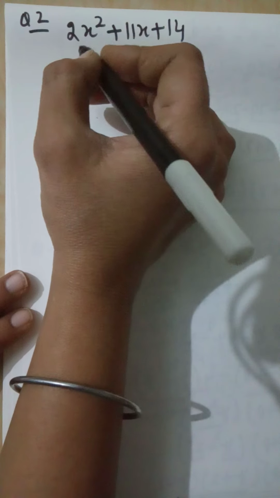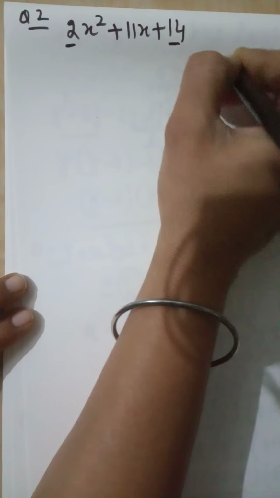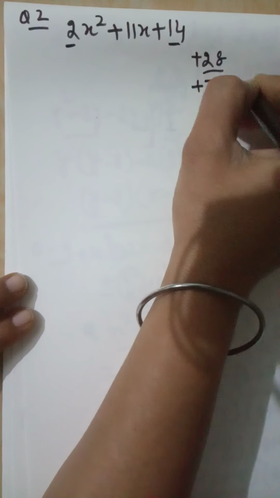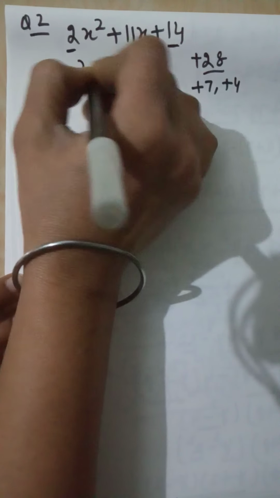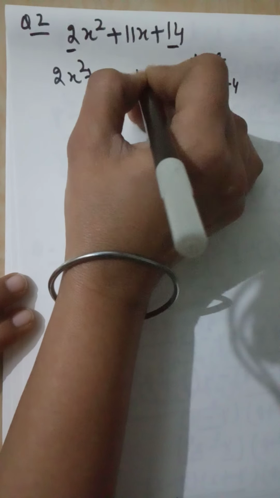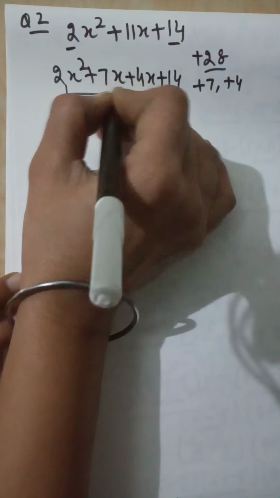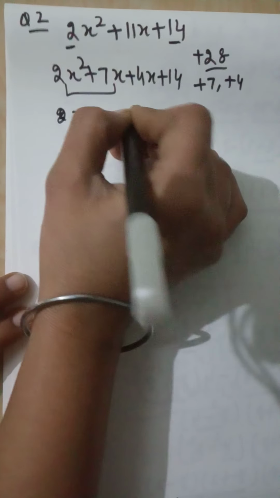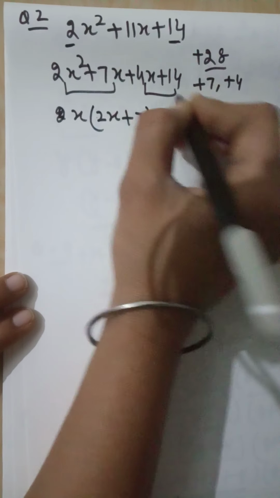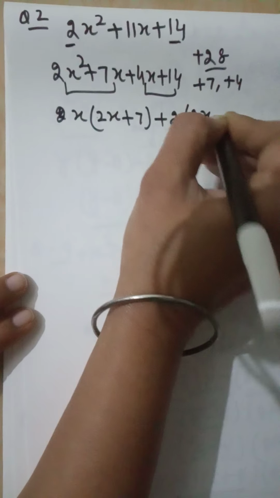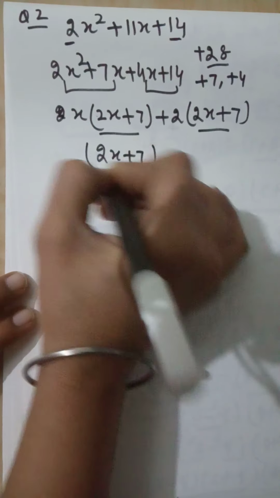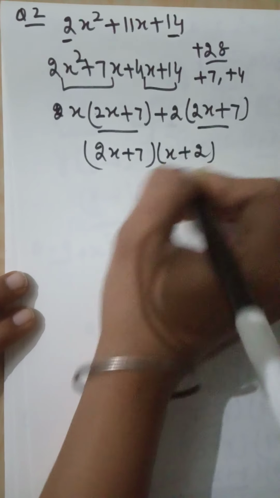Now question number 2, 2x square plus 11x plus 14. Now multiply of 14 and 2 is 28. Now product is positive, so we write it as plus 7 and plus 4. So 2x square plus 7x plus 4x plus 14. From here x is common. What is left? 2x plus 7, plus from here 2 is common. What is left? 2x plus 7. Now 2x plus 7 is common in the whole bracket. What is left? X plus 2. This is the answer of the question.